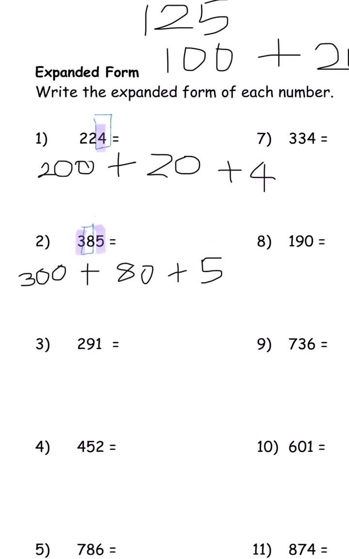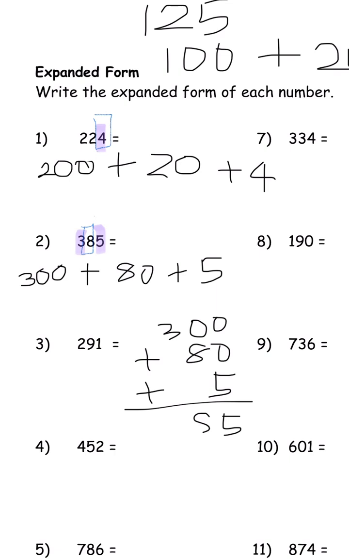And when we add these 3 numbers, 300 plus 80 plus 5, if you do it, we're going to get the same number. So that's why it's in the expanded form.